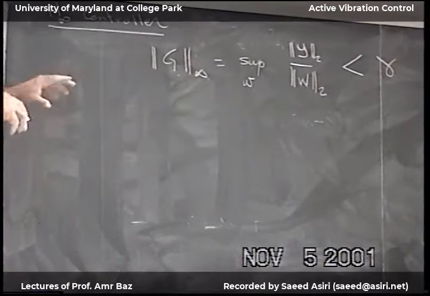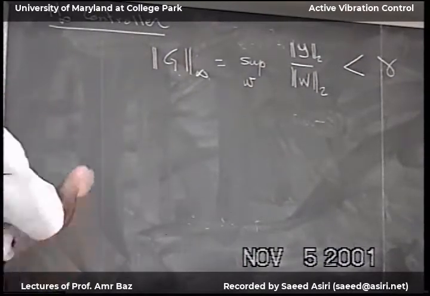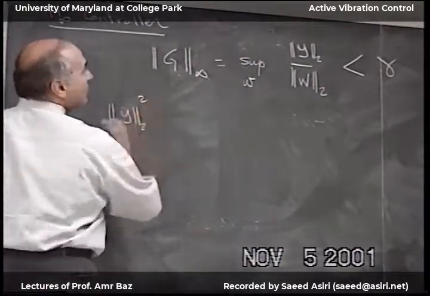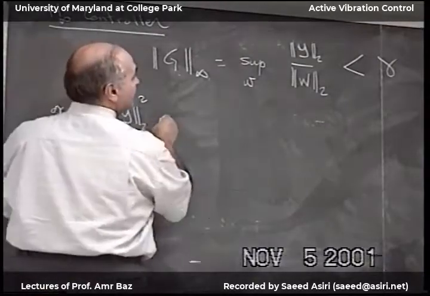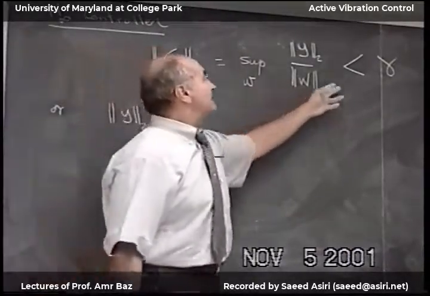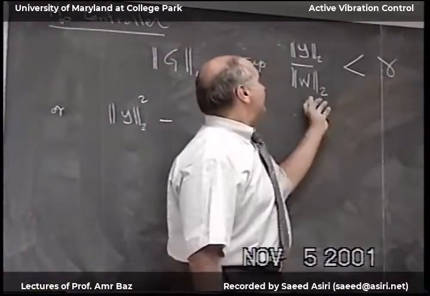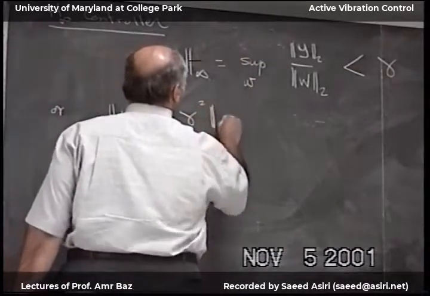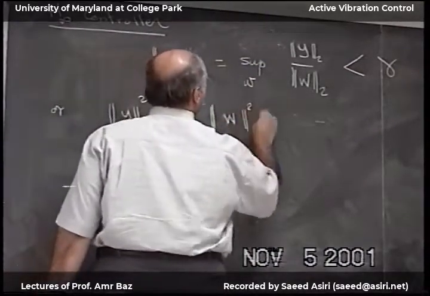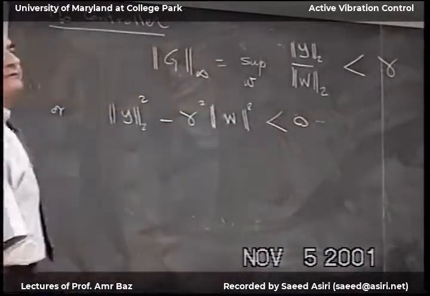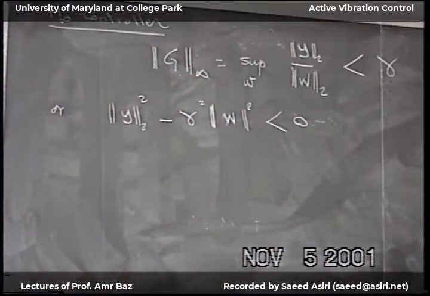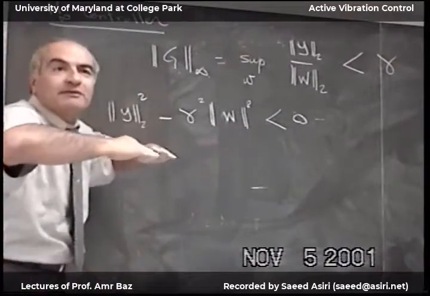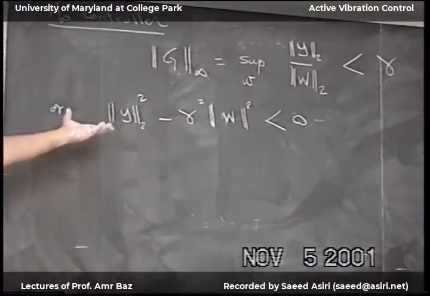Now I'm going to recast this in a different way. I can now say that the y second norm squared divided by w squared is less than gamma squared. And I'm going to take this and multiply it here and bring this here. So this will be minus gamma squared w squared less than 0. So I want to drop this as low as possible. So I'm going to make this my performance index.